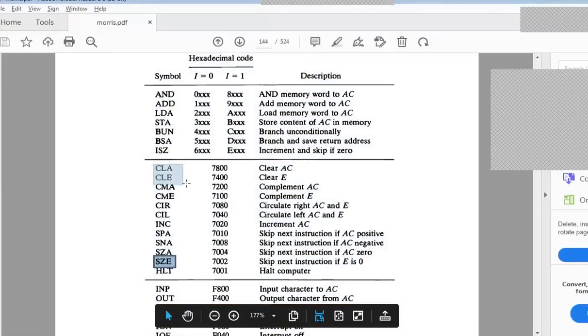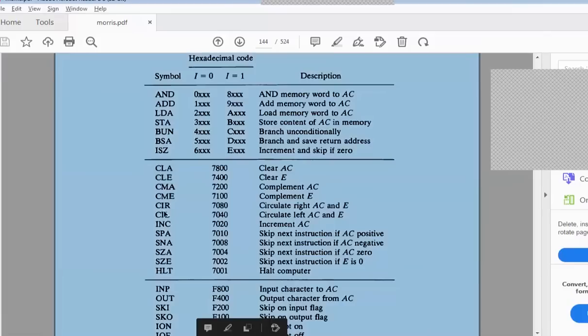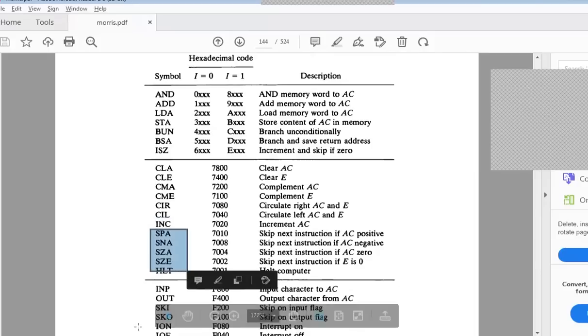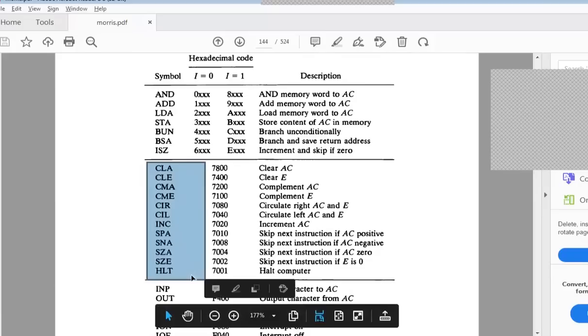Did you remember? First one, CLA, CLE. Then complement accumulator, complement E. Then comes circular shift right, circular shift left. Okay? After that, increment accumulator. Okay, this I had skipped telling you. After that, the remaining 4 instructions are skipping instructions, once when accumulator is positive, once when accumulator is negative, once when accumulator is 0. And the fourth one, when E is 0. So as you remember step by step, you will remember all these instructions.